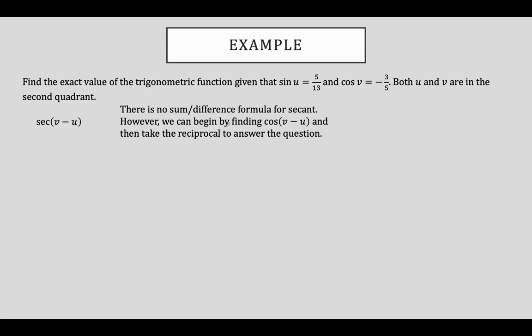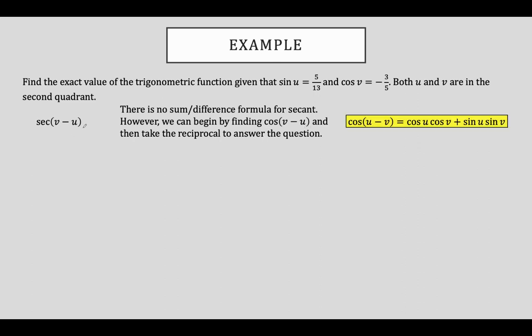However, we can begin by finding the cosine of v minus u, and then take the reciprocal to answer the question. Yes, cosine and secant are related in that they are reciprocals of each other. So if we know what the cosine of v minus u is, then we can figure out what the secant of v minus u is.